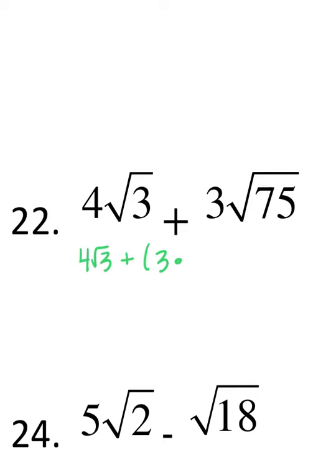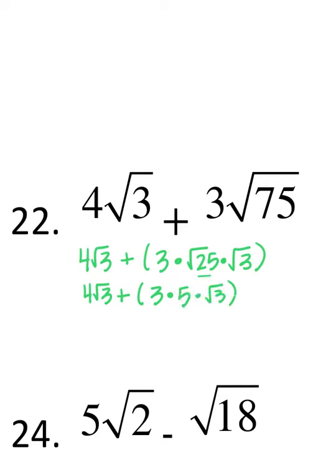75. What can I take out of 75 that's a perfect square? I can take radical 25 times radical 3. Now I have a perfect square. 25 gives me a perfect square. So again, I'm going to bring everything down, keeping it in parentheses for right now. The square root of 25 is 5 times radical 3, because there's nothing I can do with that.